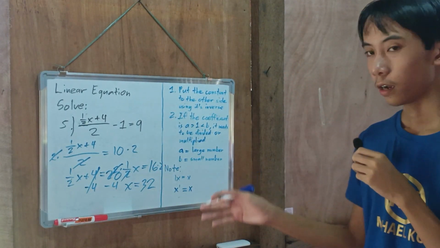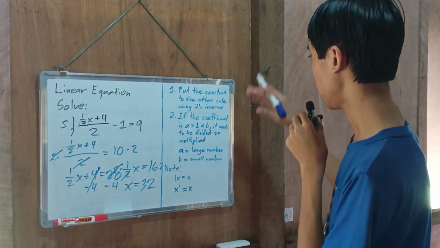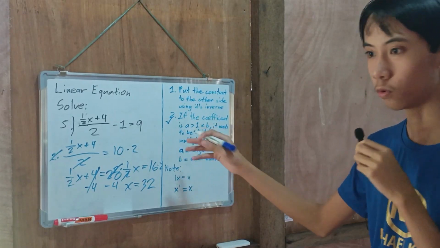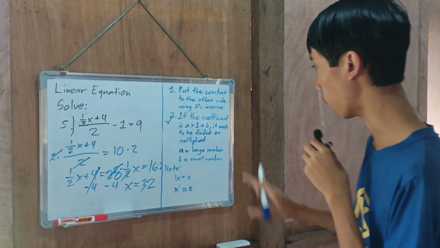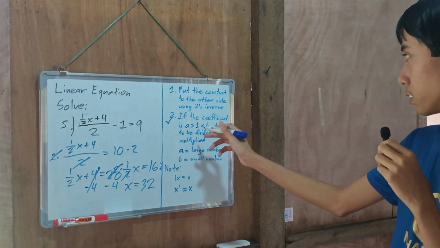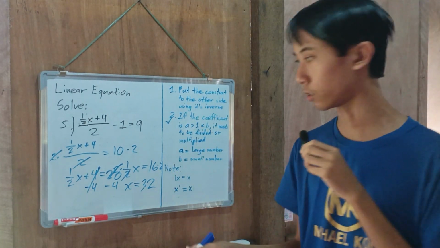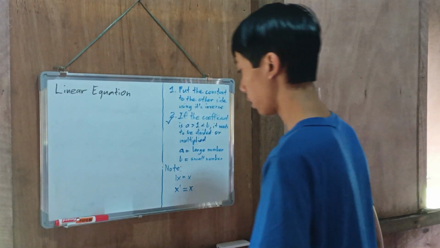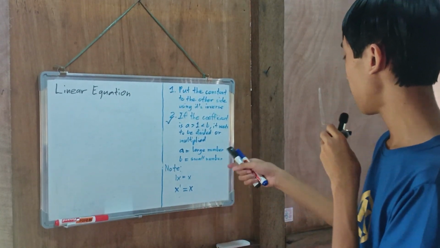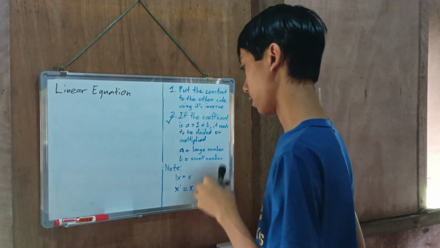Now I want to explain why I put this here, especially number 2. I'm going to explain why it is strictly 1, and why a is greater than 1 and b is less than 1. So in number 2, the reason why I strictly use it, I'm going to copy this.